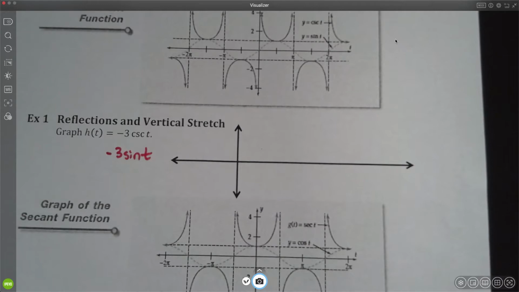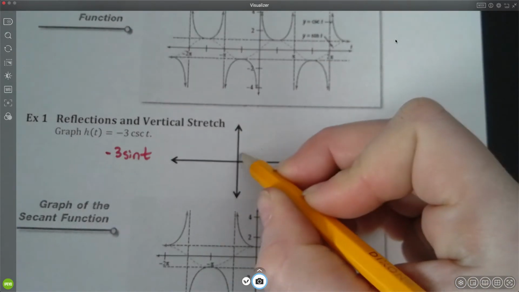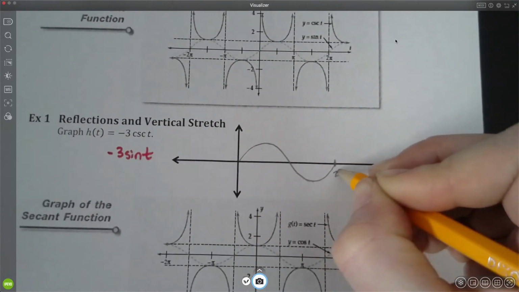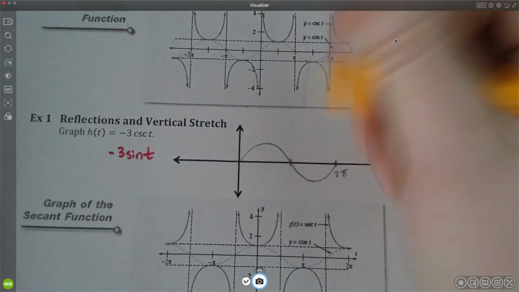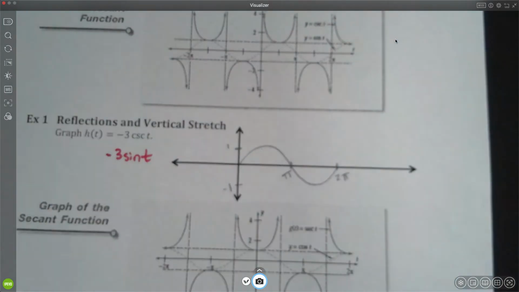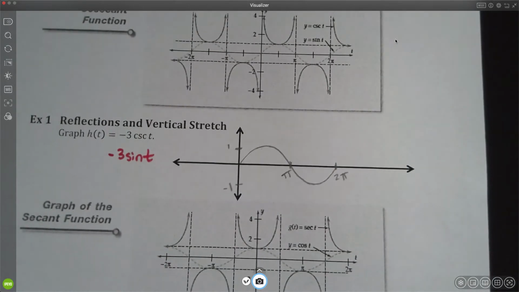I'm going to graph this in pencil real quick. Normal sine looks like this. This is 2 pi. That's why I'm graphing them in pencil, because this is what normal sine is, and it goes up to 1 and down to negative 1. Now, if I do negative 3 sine of t, he's going to go up to 3 and down to negative 3. But he's going to start down first and then go up, because of the negative.